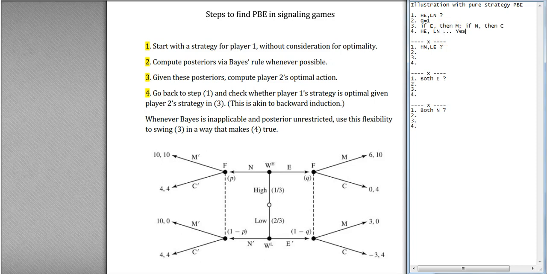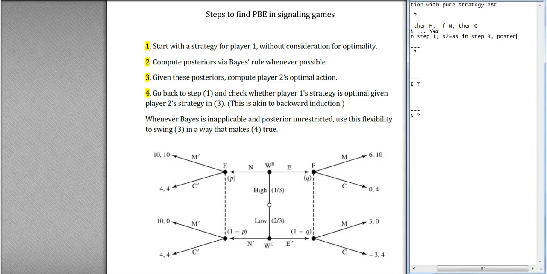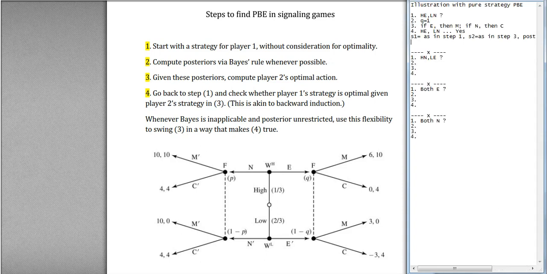Therefore, we have found a perfect Bayesian equilibrium, and the equilibrium is the strategy of player 1 as in step 1. The strategy of player 2 is as in step 3. And the posteriors, which are part of the description of the equilibrium, as in step 2. And that is the full specification of that equilibrium. All right, so this was just one of the possible pure strategy equilibria. We'll go through the other 3 combinations a little more quickly here.